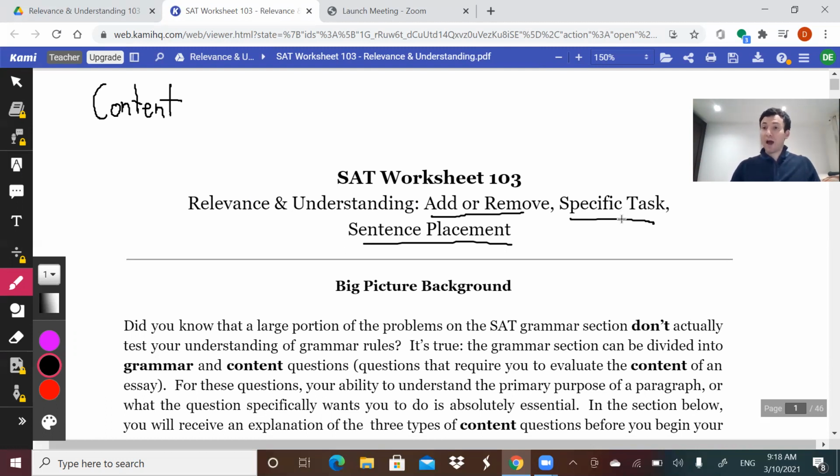Specific task will ask you to do something specifically that the author wants. So you have to really read what that task is carefully. The answer is actually in the question, based off of your ability to follow directions. Sentence placement is when we're trying to figure out where a sentence belongs, and you need to use contextual clues to figure that out. All of these questions are more of the thinking questions. For these, you need to permit yourself time to do that thinking and to do the research required to get them right.